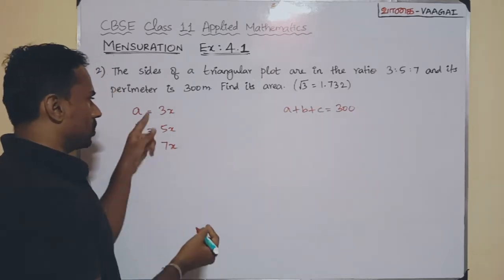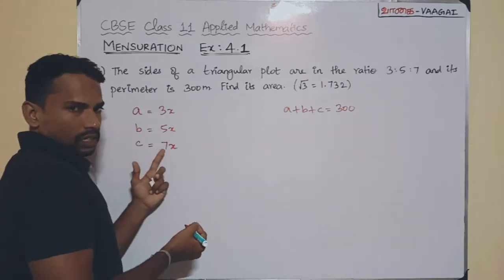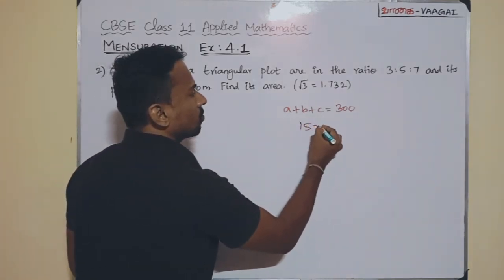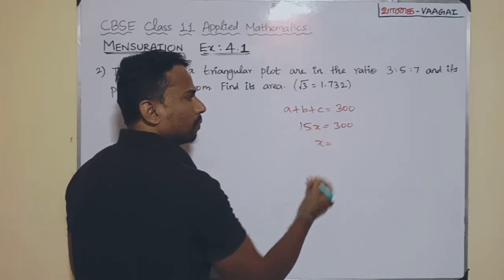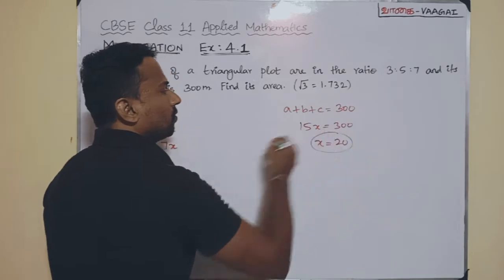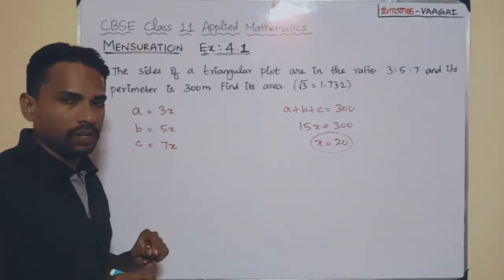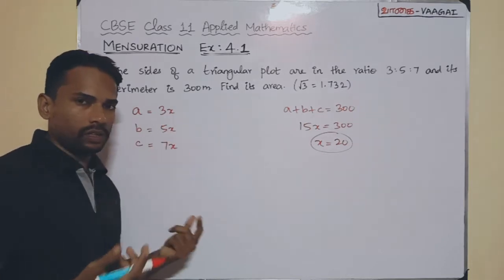So just add the numbers here itself. It will give you 15x, is it or not? So 15x is equal to 300. That means x will be equal to 300 by 15, which will be exactly 20. So now I got the value of x is equal to 20. Now simple, I can just put x is equal to 20 here to get the three sides.